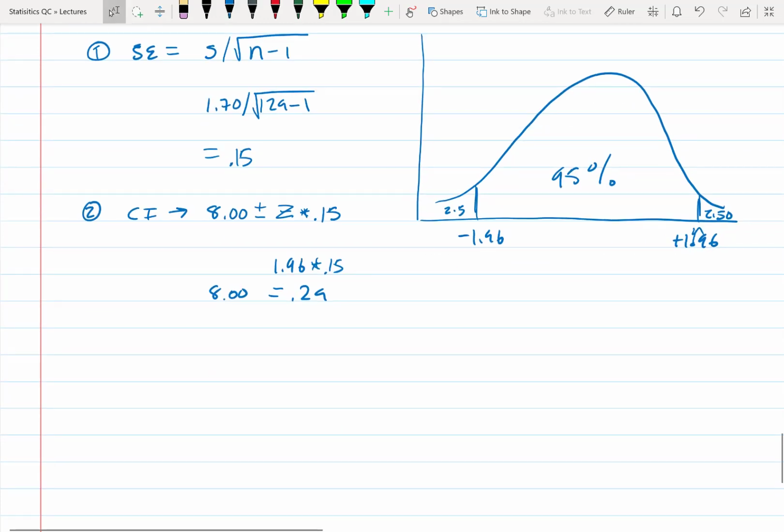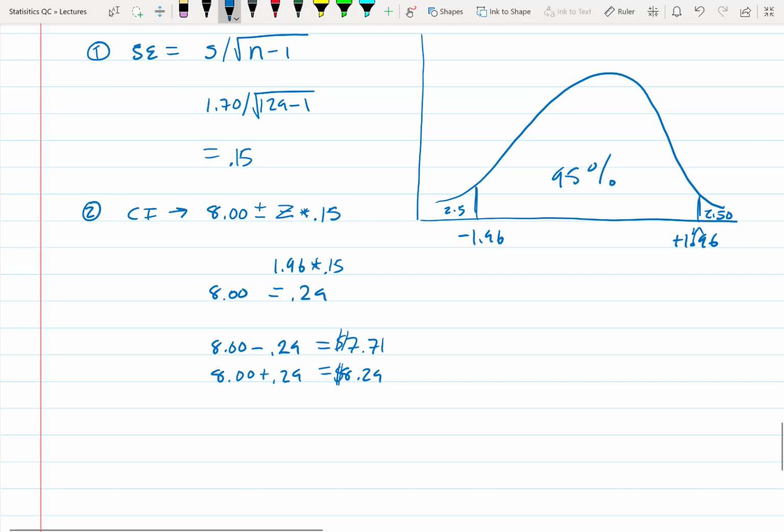So our confidence interval is going to be bound on the lower side by $8 minus 29 cents, which equals $7.71. And on the high side, it's going to be equal to $8 plus 29 cents, or $8.29.